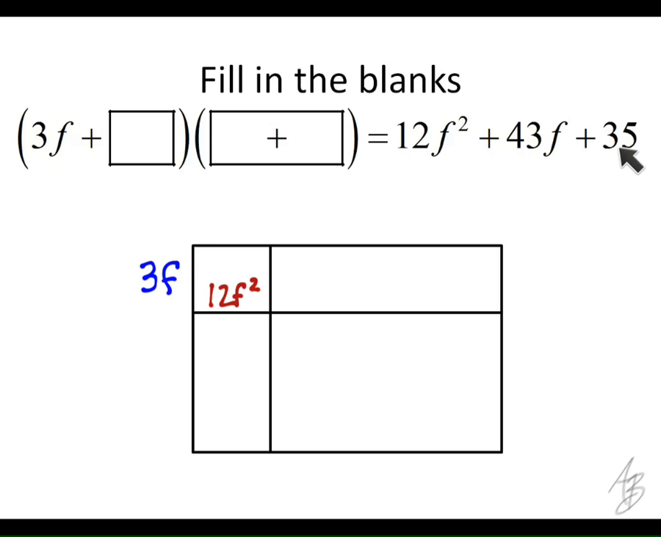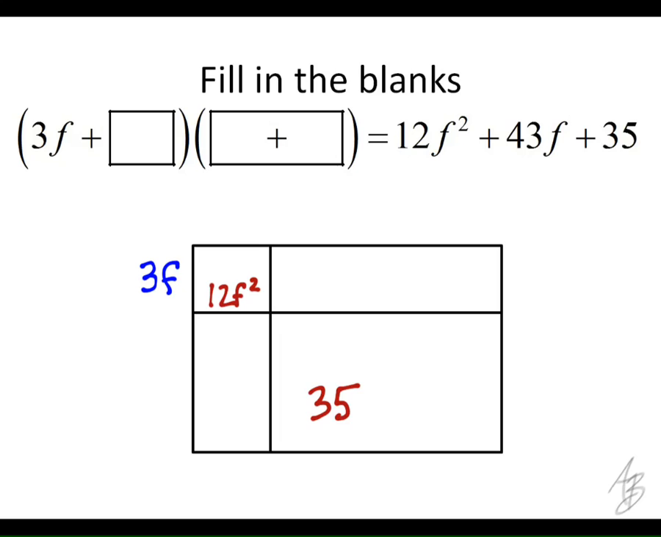The 35 I can also put somewhere. Where's that going to go? Big bottom. Yeah, that's going to be the area of the bottom right. Sorry, that should be 35. That's going to be the area of the bottom right rectangle. Those are the only things that I know for sure right now.